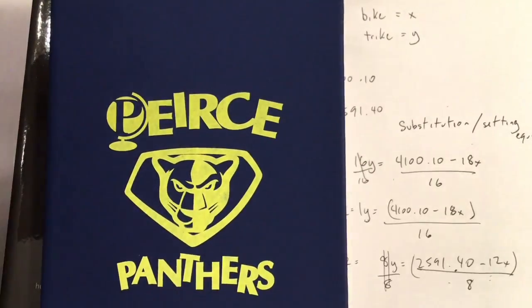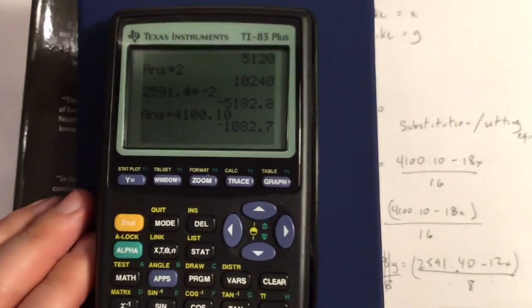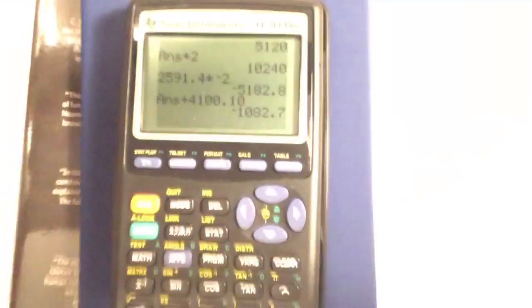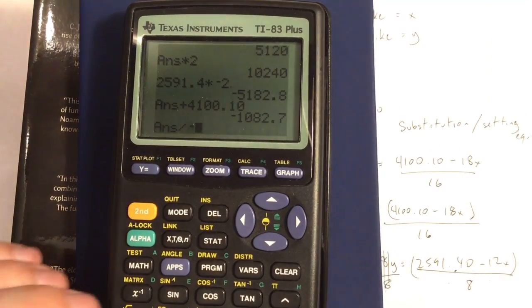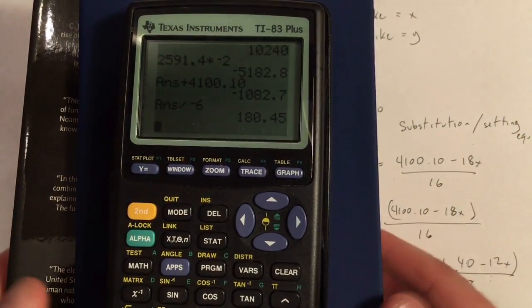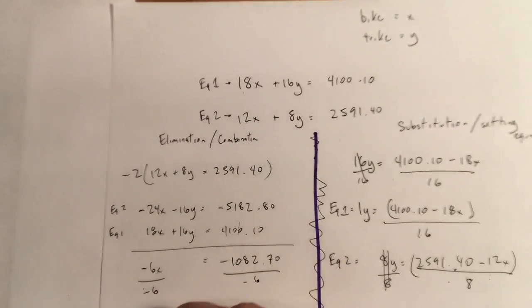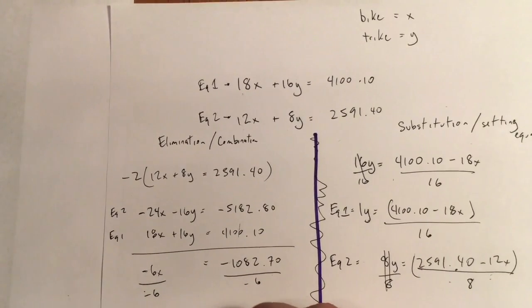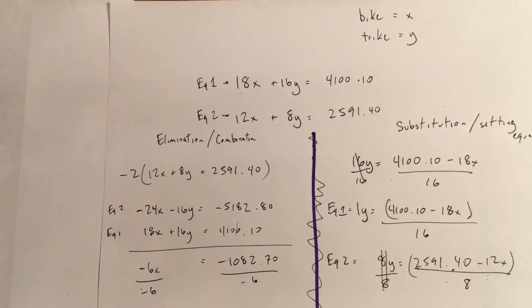There we go. You guys can see that. I don't know why it's having trouble focusing. Okay, but I'm going to take that and divide it by negative 6, and I get 180.45. So that means that 1x is equal to 180.45. Well, what does that mean exactly?